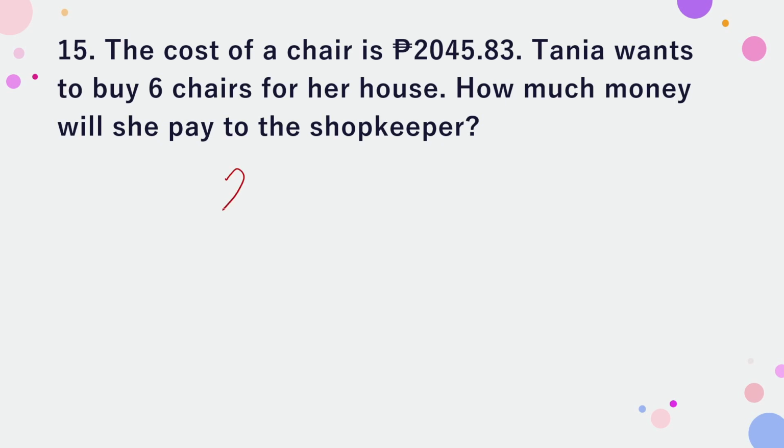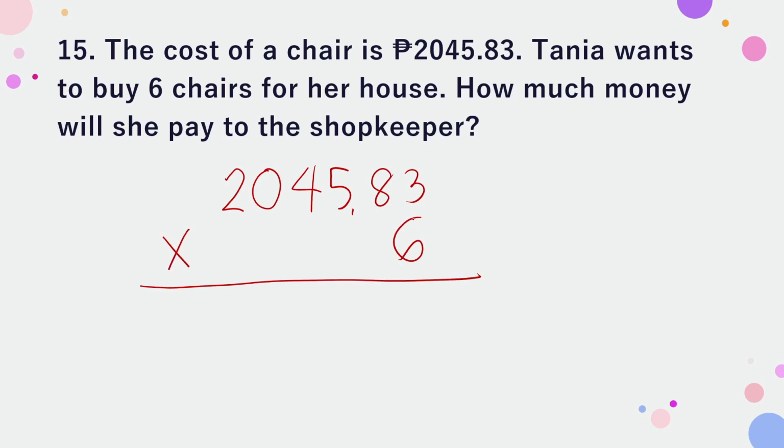Multiplication. I agree with that. 2,045.83. Multiply this by 6. Okay, let's do multiplication. 3 and 6, 18. 6 and 8, 48. 49. What about 5 and 6 plus 4? 34.